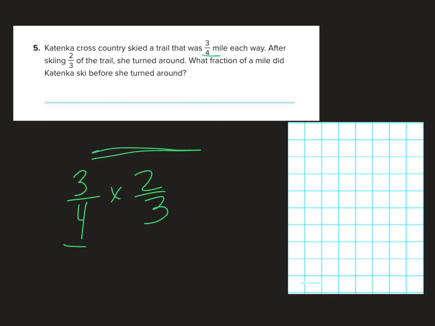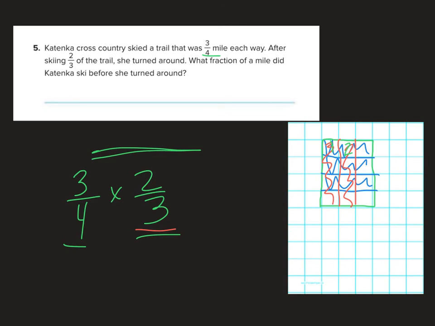So again, 4. 1, 2, 3, 4. 3. 1, 2, 3. There's my model. I need to break it into 4 equal parts and color in 3 out of 4. 1, 2, 3 out of 4. And then I need to break it into 3 equal parts and shade in 2. 1, 2. So where did I overlap?